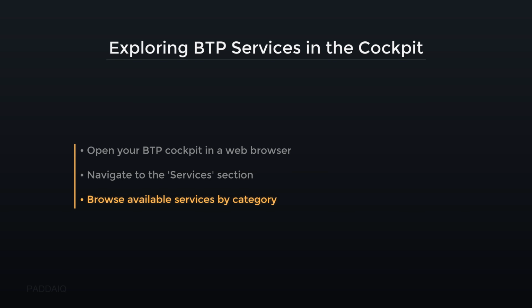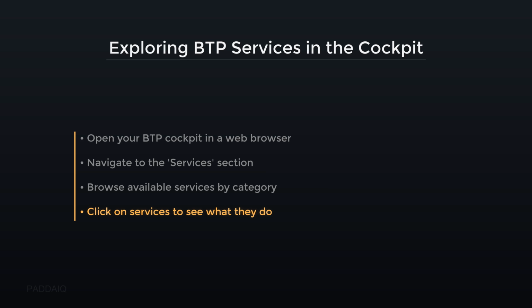Browse available services by category. This means the cockpit groups services like databases, analytics, and security into logical sections. For instance, if you need to add user authentication, you would look under the security category to find the right service. This organization helps you quickly locate the tools you need for your application.